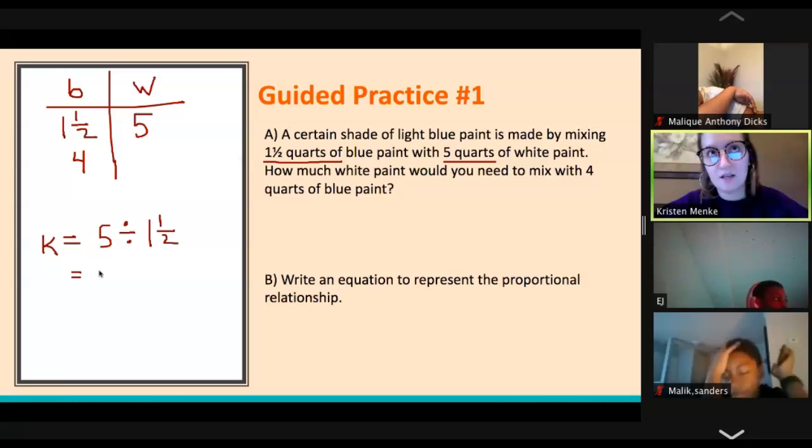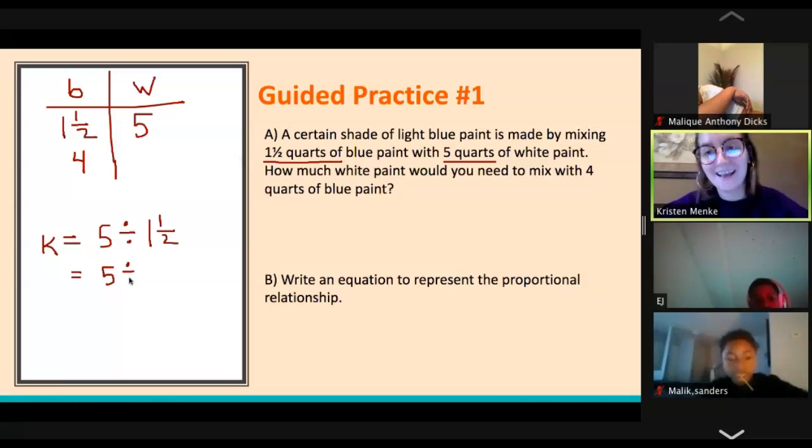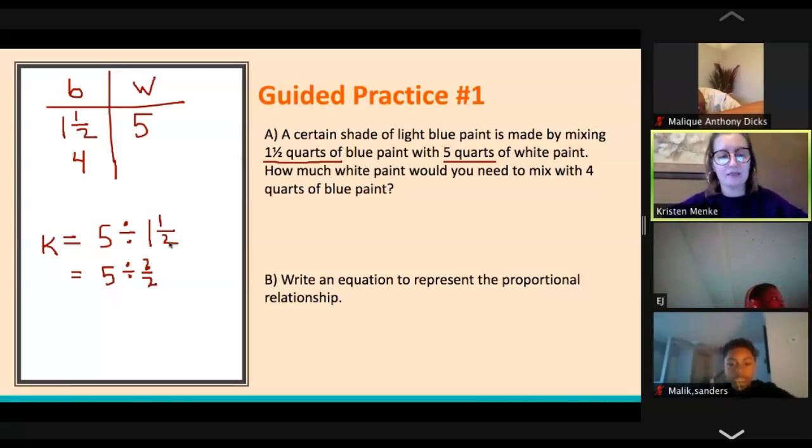1.5. That's it as a decimal, but what is it as an improper fraction? Fraction. Yep. So I would multiply this, 1 plus 2, 3 over 2. Excellent. 3 over 2. Okay, EJ, perfect. So you're on a roll here. So now we have 5 divided by 3 over 2.